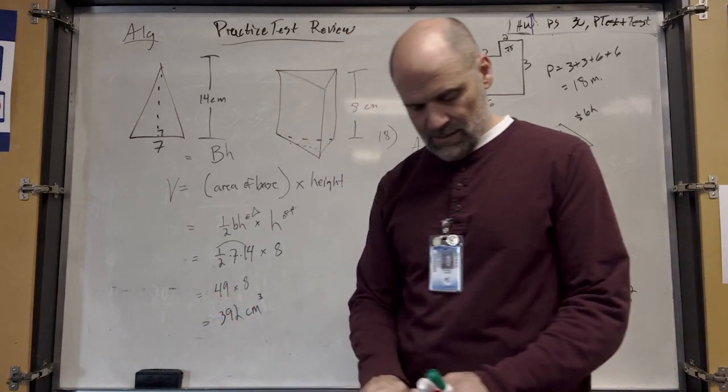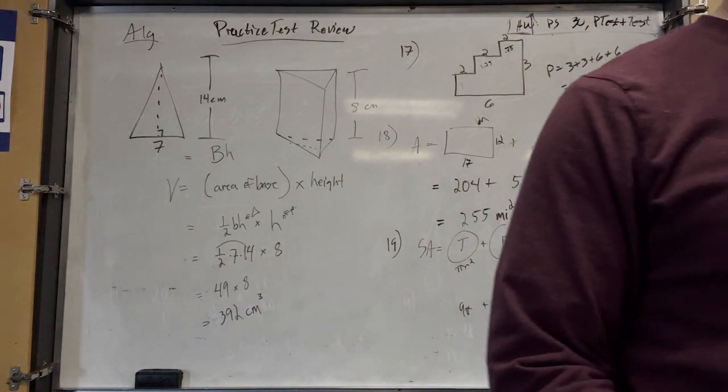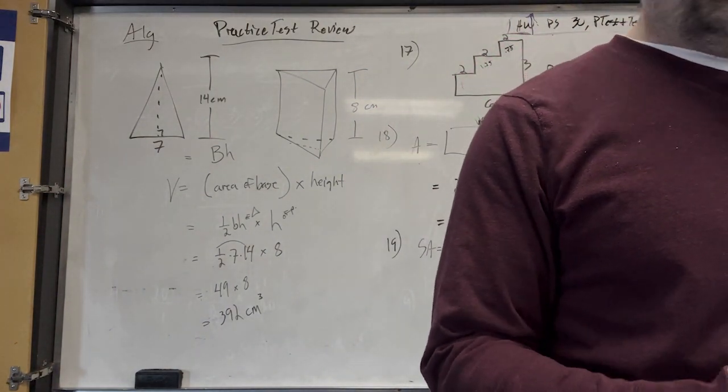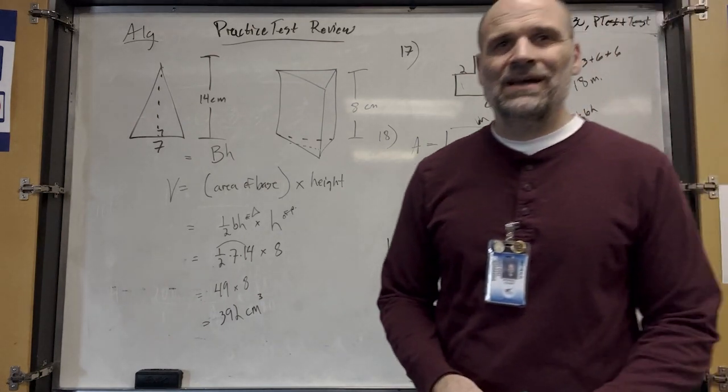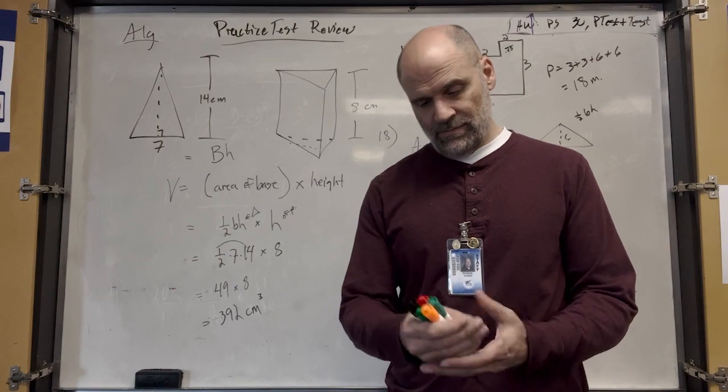Cubic centimeters. That's right. So all you have to remember to find the volume of any three-dimensional prism: area of base times height. Can you remember that? Okay. Good job.